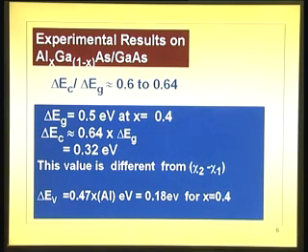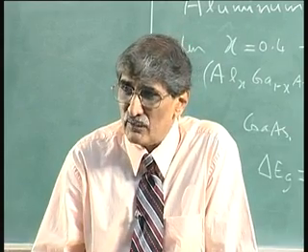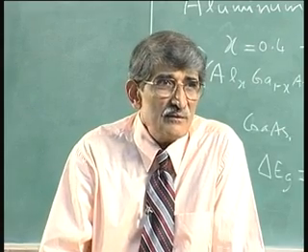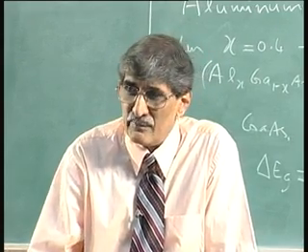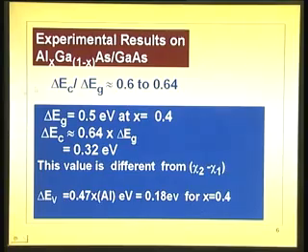Now, how does it come about? What is it that is hidden in this? The discontinuity delta Ec and the band bending are tied together. They take place finally so that the neutral levels are aligned.